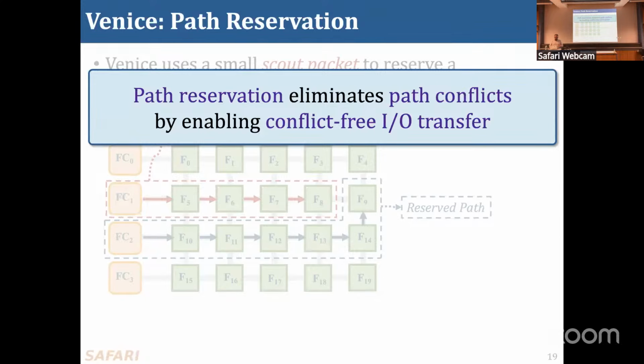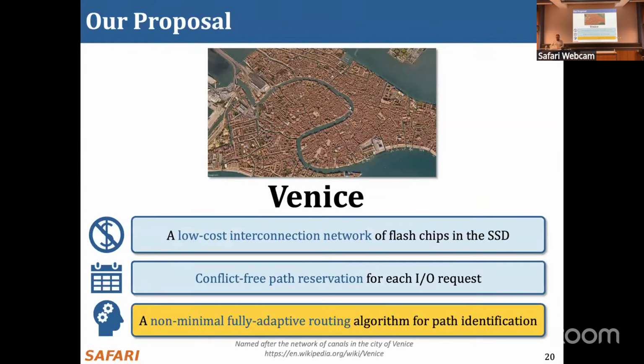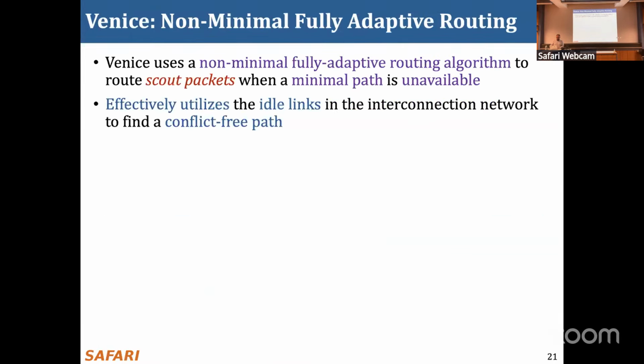So path reservation eliminates path conflicts by enabling conflict-free I/O transfer, and the overhead of path reservation is negligible due to the small size of the scout packet. The scout packet is just like 2 bytes, for example, if you think about it. However, this routing is not enough.